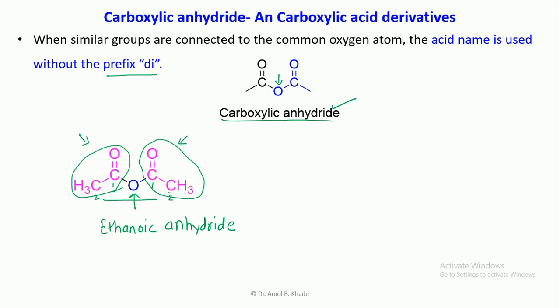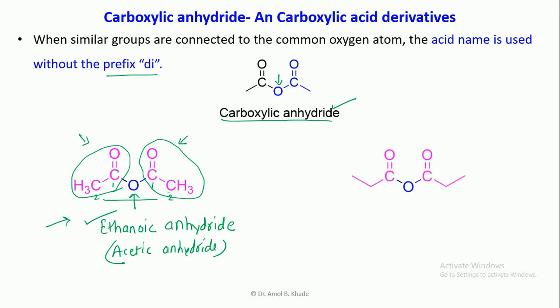Okay, can you tell me the common name of this structure? It is CH3COOH. What is CH3COOH? It is acetic acid. So here it is acetic anhydride. The common name of this compound is acetic anhydride, and ethanoic anhydride is the correct IUPAC name for this structure.